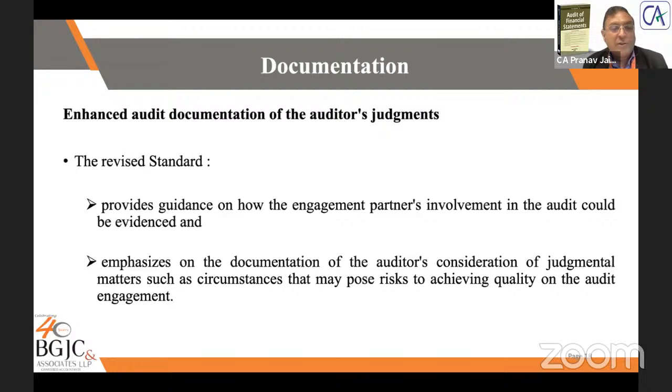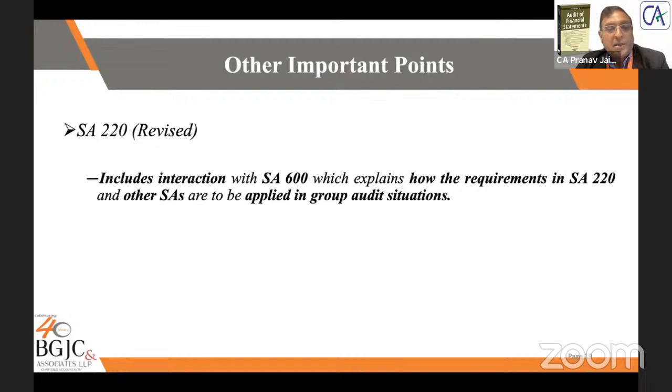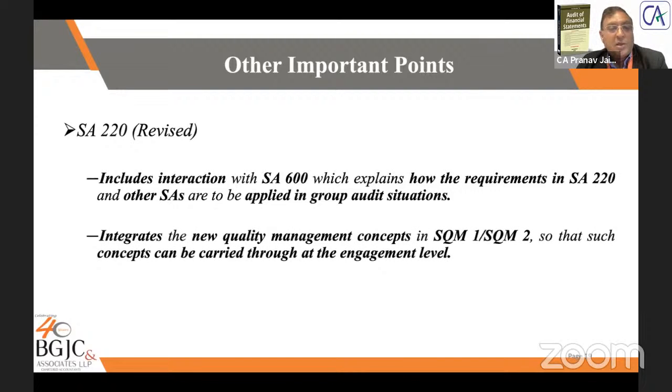Then it talks about emphasis on documentation of the auditor's judgmental matters such as circumstances that may pose risk to achieving quality on the audit engagement. So obviously SA 230 on audit documentation has to be complied with, but there has been an increased focus on documentation as far as SA 220 is concerned as compared to the earlier version. Some other important points that need consideration. SA 600 guidance is there on interaction with SA 600, particularly in the context of group auditing situations, and it integrates a new quality management concept in SQM1 and SQM2, such that concepts can be carried through at the engagement level as well.